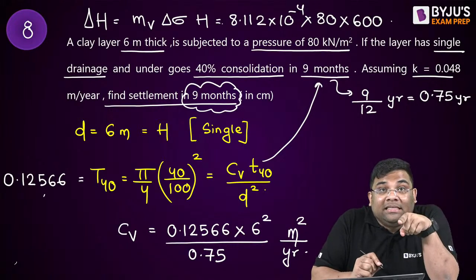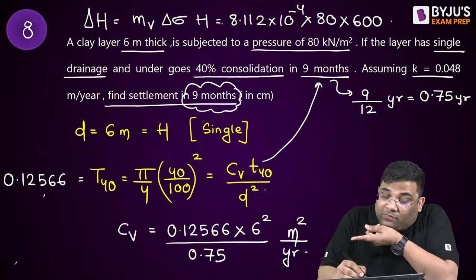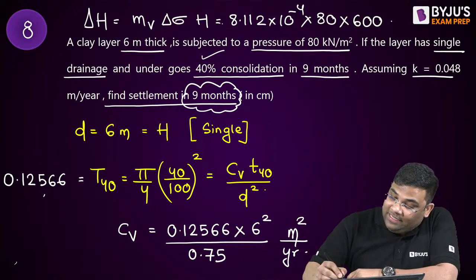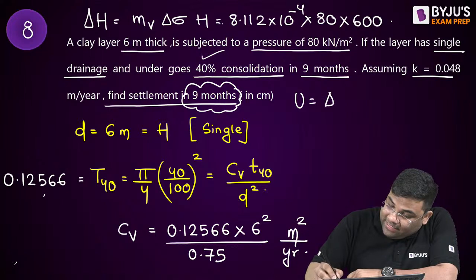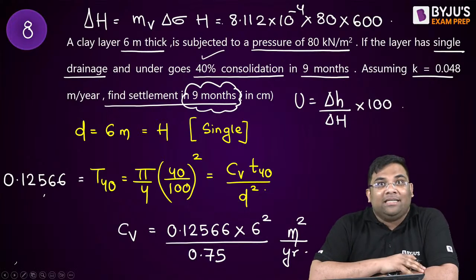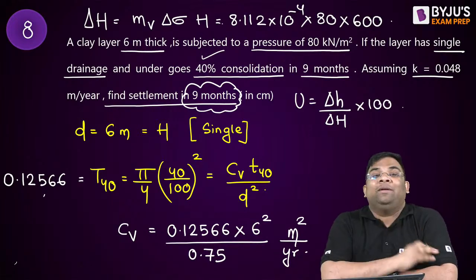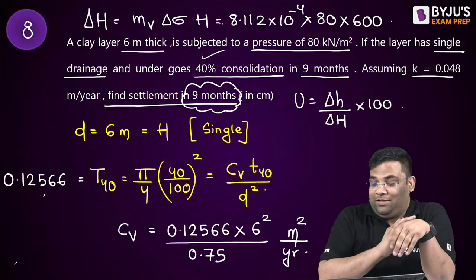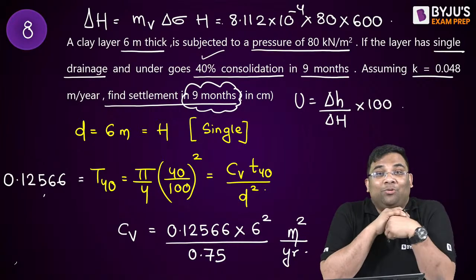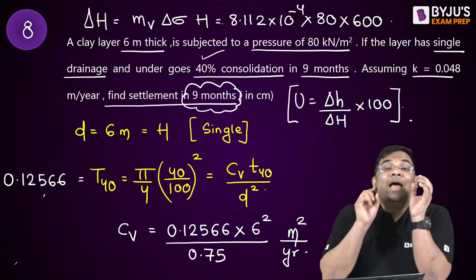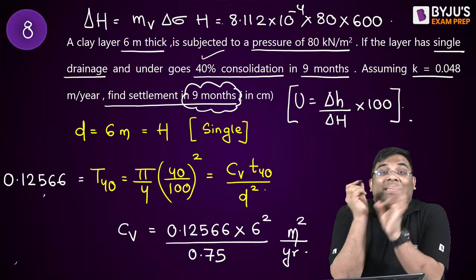In 9 months, the degree of consolidation is how much? 40%, right? And what is degree of consolidation? Degree of consolidation is nothing but the settlement at that time divided by the ultimate settlement. They have not asked for ultimate settlement; I have framed the question. I have cleverly not asked what the ultimate settlement is.